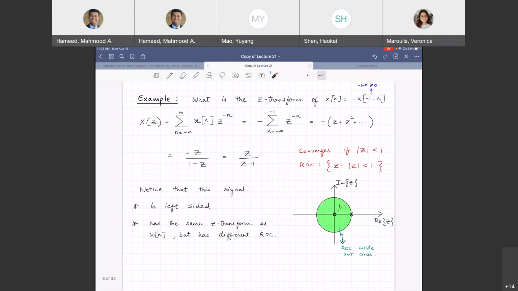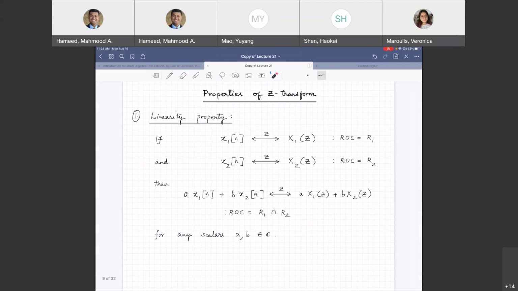Okay, let's move on here. The properties of the Z transform. Linearity property. It is very similar to the properties that you have been seeing so far. In fact, identical to the one in Laplace with region of convergence conversation.